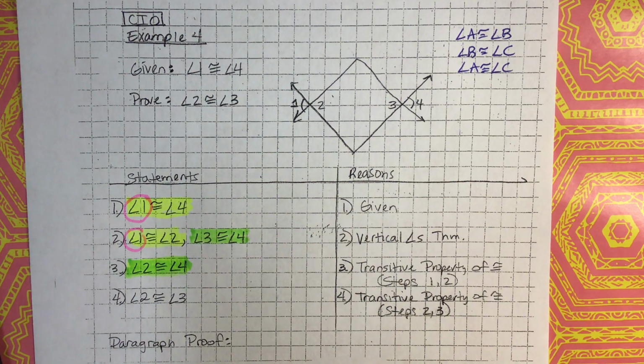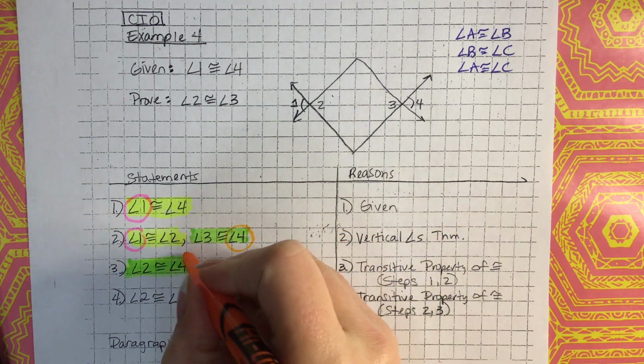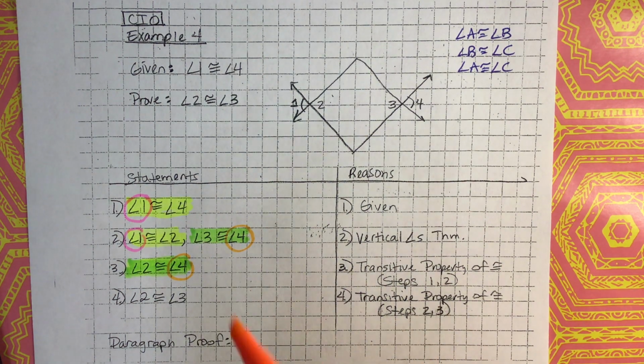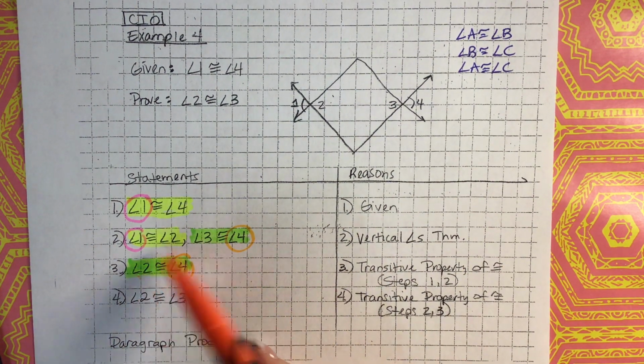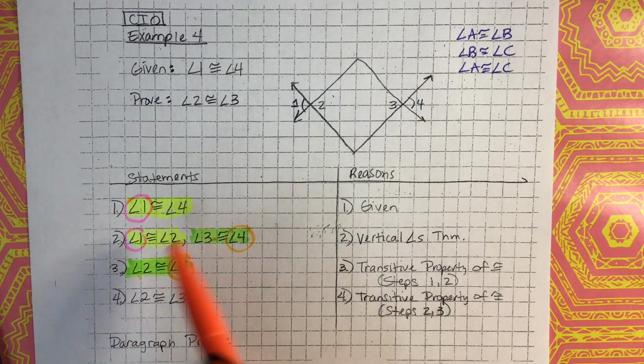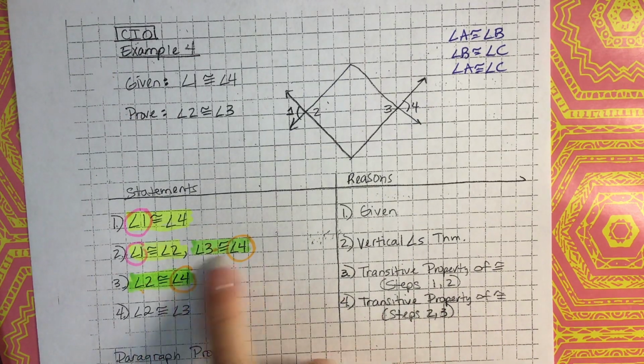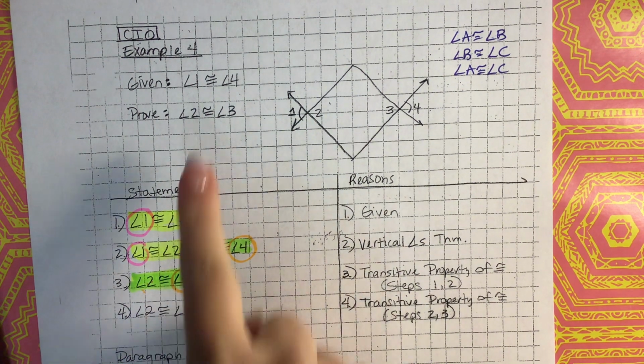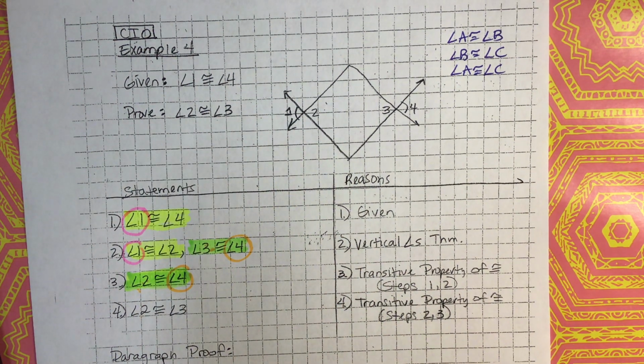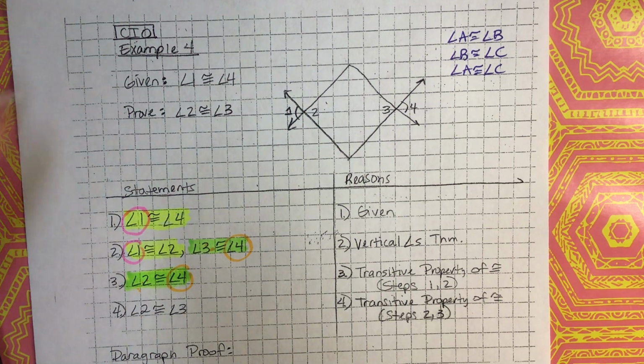Well, it looks like both of these are congruent to angle 4, right? So by the transitive property of congruence, since these angles are both congruent to the same angle, we can say that angle 2 is congruent to angle 3 by the transitive property of congruence, and it's saying there by steps 2 and 3. And so that's how we got to right there. Okay, so hopefully you can see that. Now we just need to write all this down in a paragraph proof. So let's go ahead and do that.